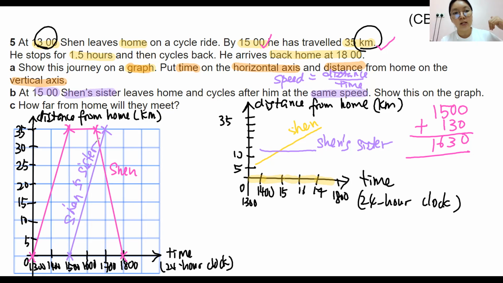So the next is interpreting the graph. How far from home will they meet? So they'll meet at the intersecting lines there. So find the point. The point is at here, right? So I want to find how far. That means the distance from home. Very clear, it is a distance. So I point it using a ruler. I point this point towards the vertical axis, and this is 30 km from home. So my answer from here is about 30 km.